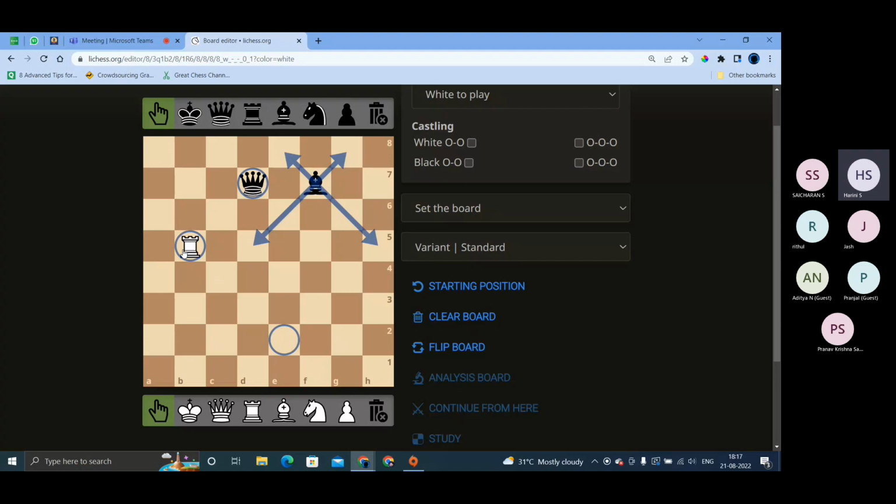So first white will make a move, then black will make a move. Then white should play, then black should play. So if it is black's turn to play, it can go and take this. That is called capture.